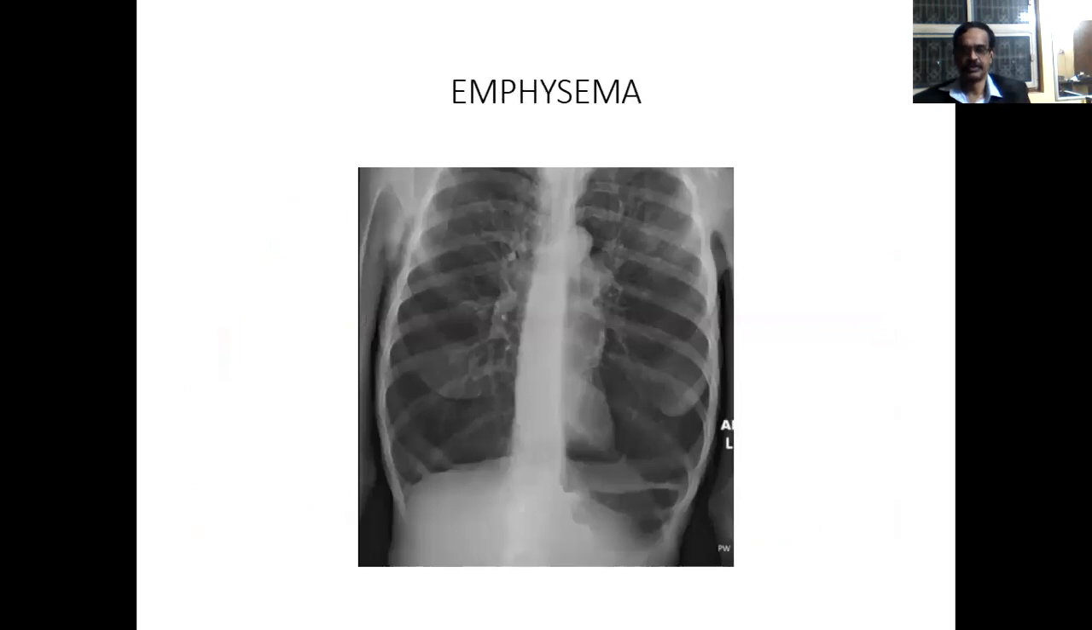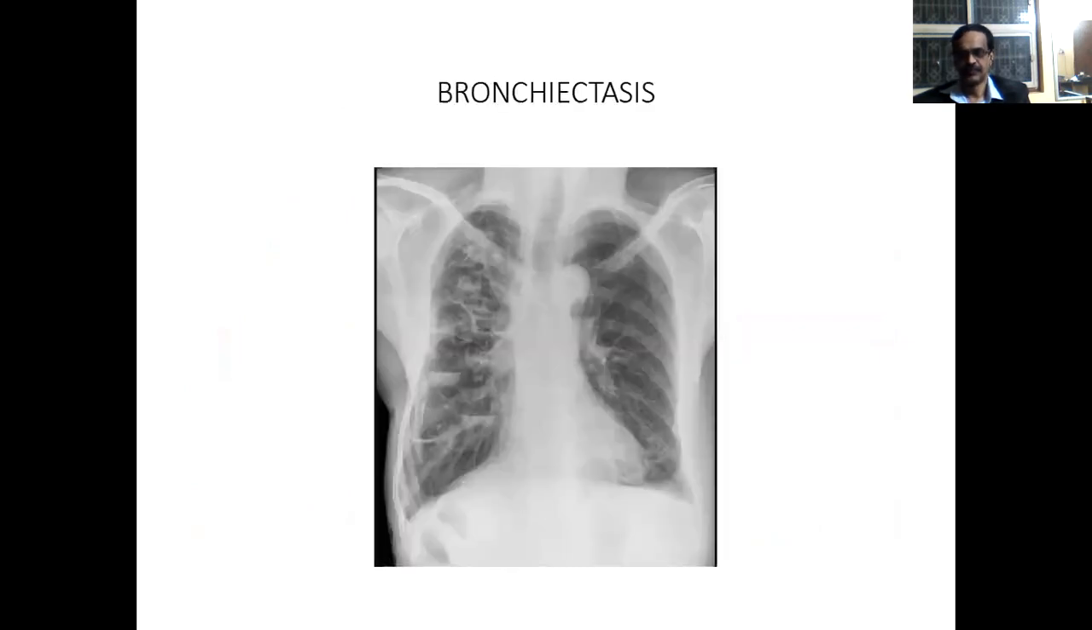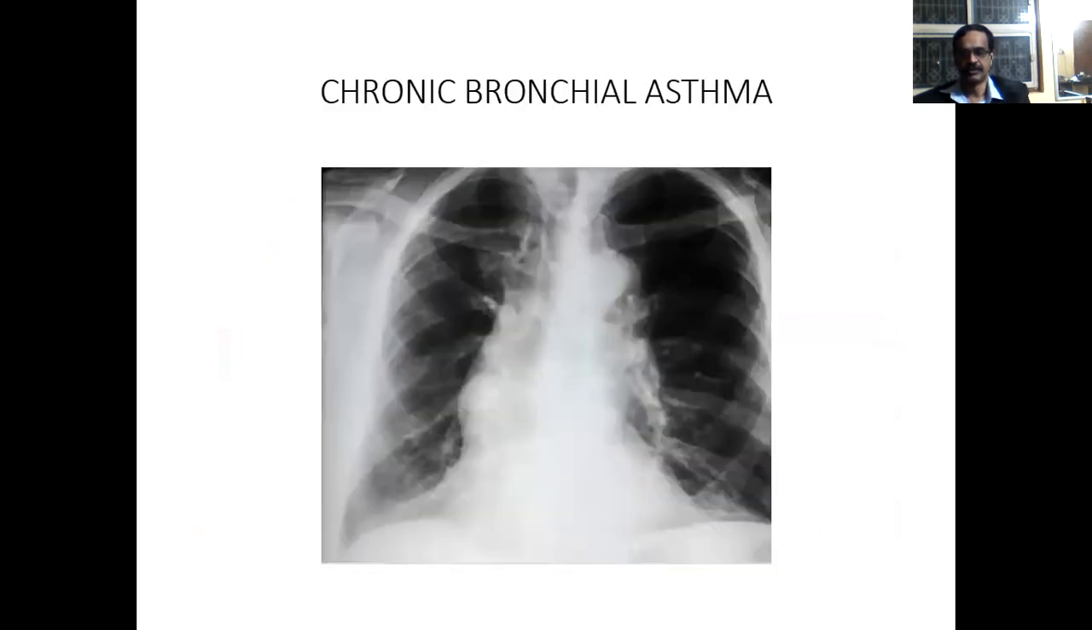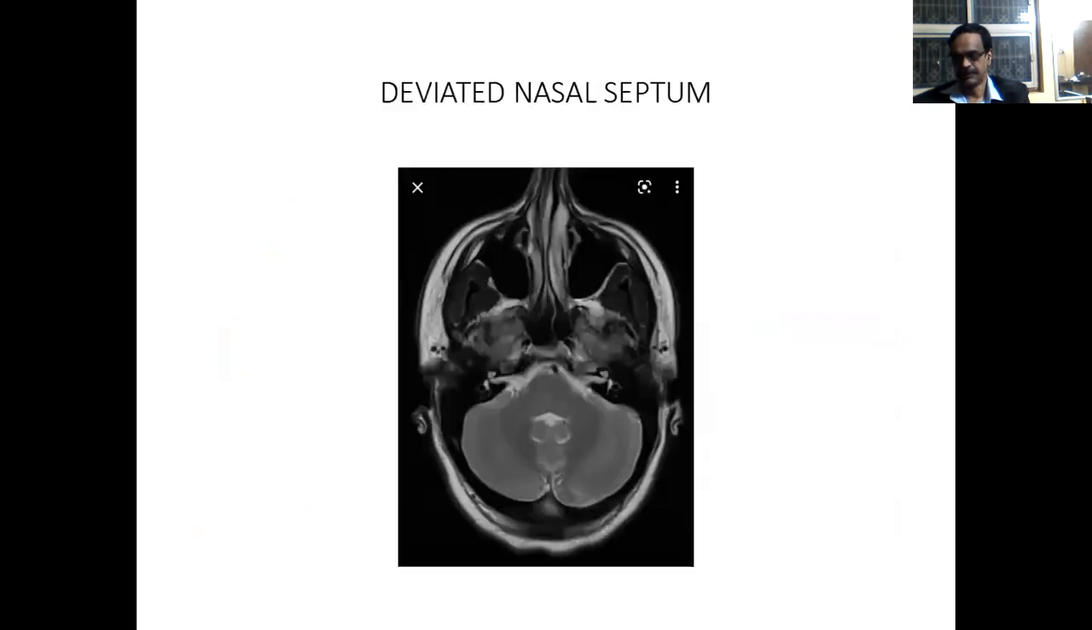So this is the emphysema X-ray. You can see findings like increased intercostal space, increased translucency of the lung parenchyma, widening of the carina, flattening of the hemidiaphragms, and teardrop vertical heart. In bronchiectasis, you can see changes: there is a beehive-like appearance in the lung parenchyma. This is a chronic bronchial asthma. You can see the hilar shadows are prominent, and bronchovascular markings are prominent in chronic bronchial asthma. And in deviated nasal septum, the CT scan shows the deviated nasal septum.